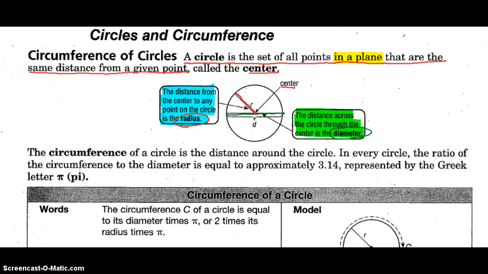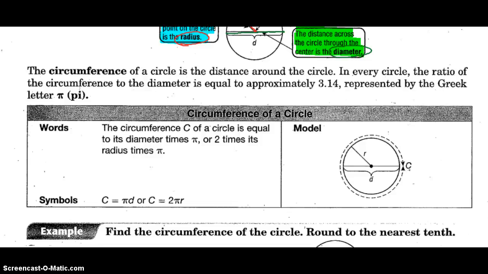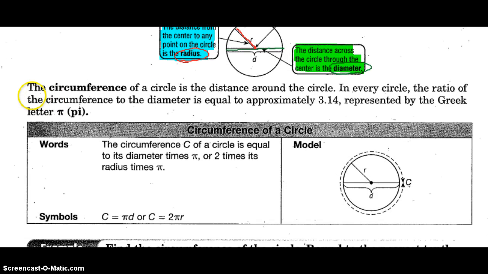So the terms of a circle, the center, the radius, the diameter, we need all of those terms to be able to talk about the circumference of a circle. And the circumference of a circle is basically the distance around the circle. That's what I want you to remember. It's like perimeter of a circle, the distance around the circle. And you find the distance around a circle by using the Greek letter pi, which is approximately 3.14.